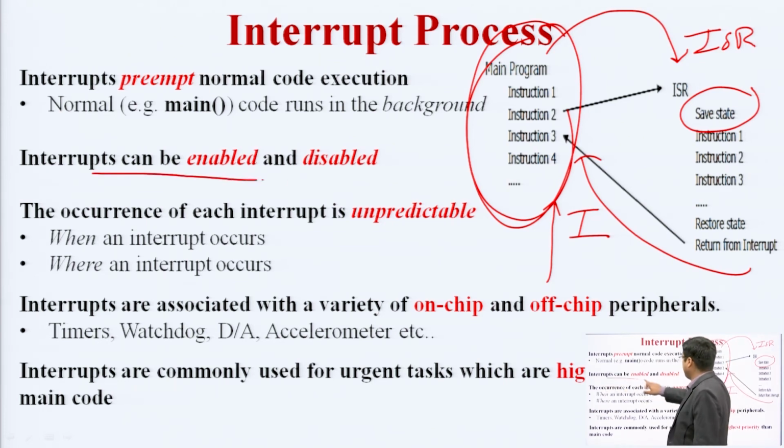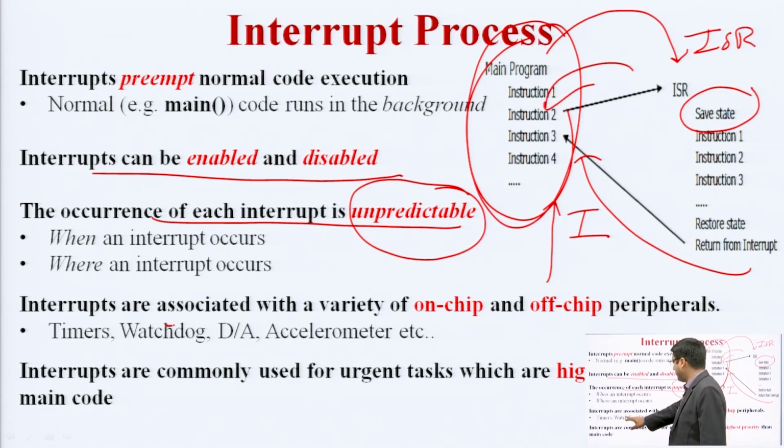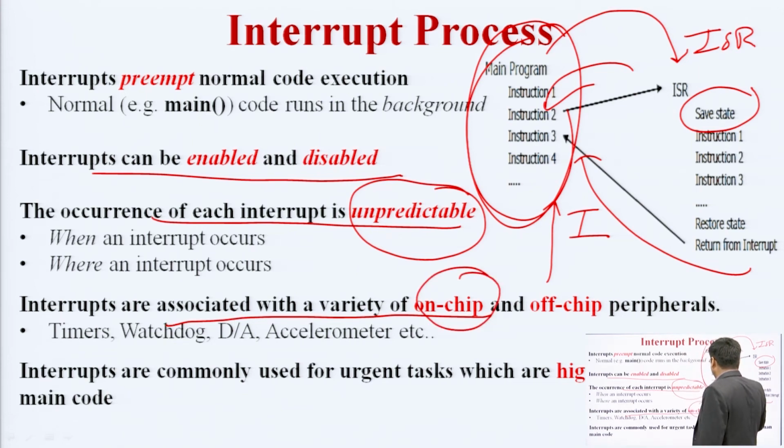Interrupts can be enabled and disabled; whatever interrupts come, the processor can enable or disable them through a function. The occurrence of each interrupt is unpredictable, we cannot know when the interrupt will occur. An interrupt can occur at any time, at any place in the program. Okay. Interrupts are always associated with a variety of peripherals, which may be on-chip, external or internal.